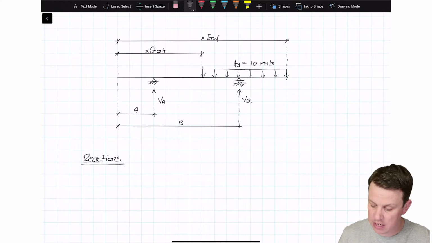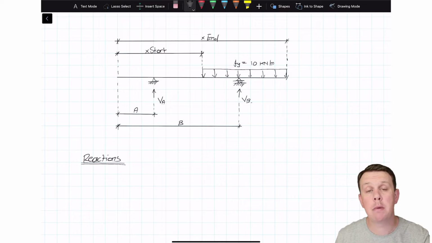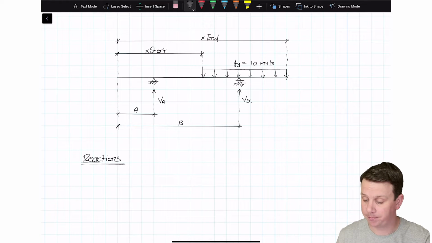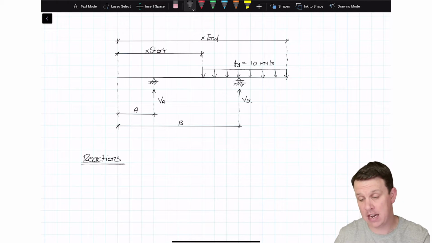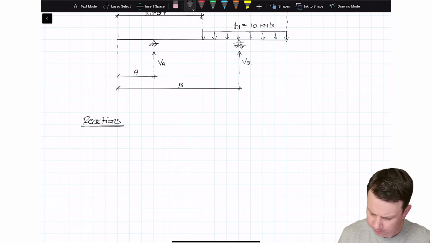So we'll keep our expressions in terms of the symbols that we've got here: x start for the start of the distributed load, x end for the location of the end of the distributed load, and fy being the constant magnitude. All right, so let's call the resultant fy underscore res, with a capital R there, res.